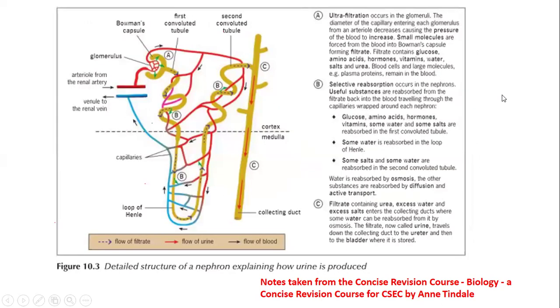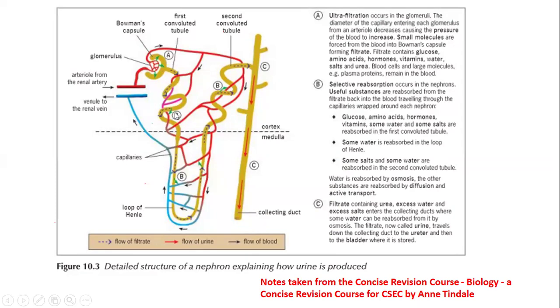Then make sure you know the nephron itself, right? It's very important to know the functions of the nephron. So the nephron is basically about filtration and reabsorption, guys. The blood comes in here and goes to the glomerulus, and in the glomerulus the blood is forced out into the Bowman's capsule. And from the Bowman's capsule, we have ultrafiltration. This is where the blood is filtered, and the filtrate contains glucose, amino acids, hormones, vitamins, water, salt, and urea. All right.